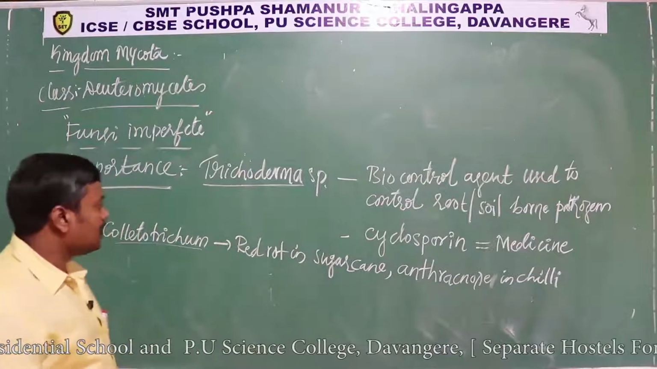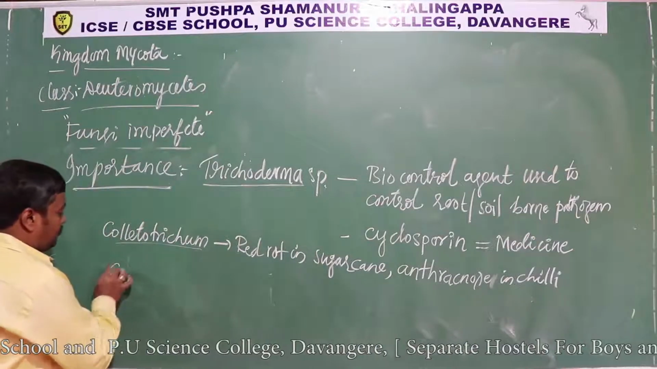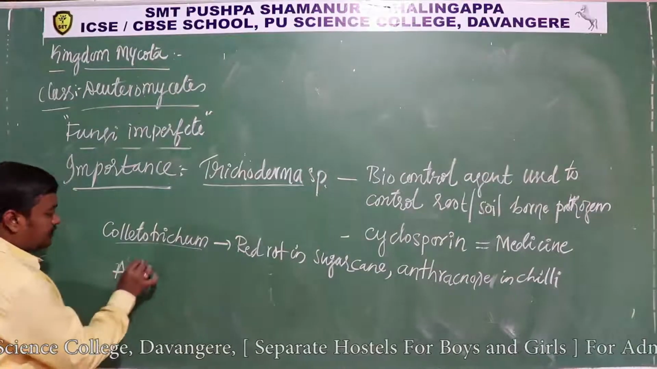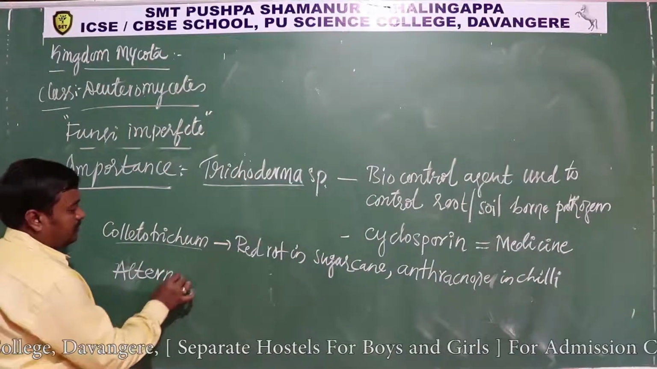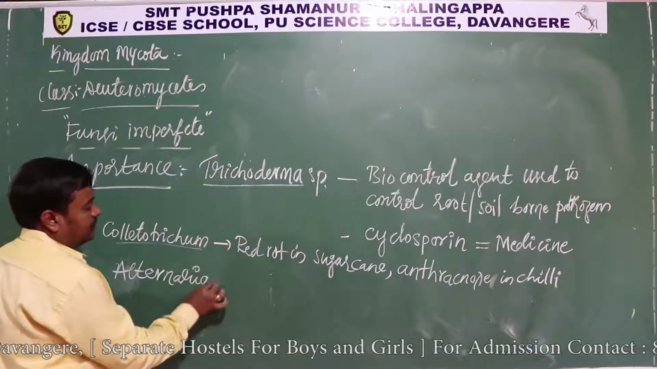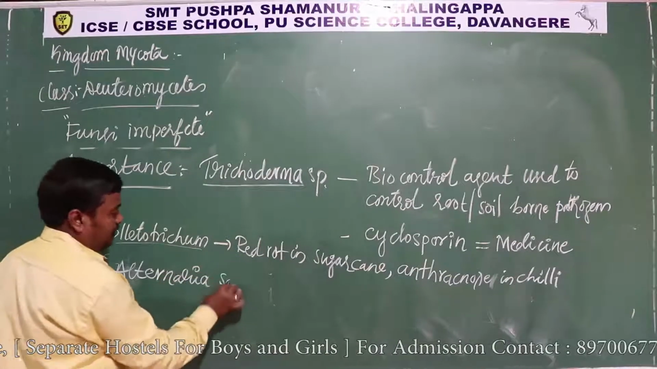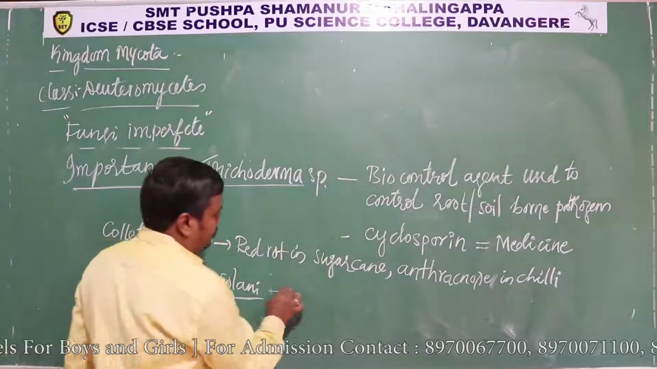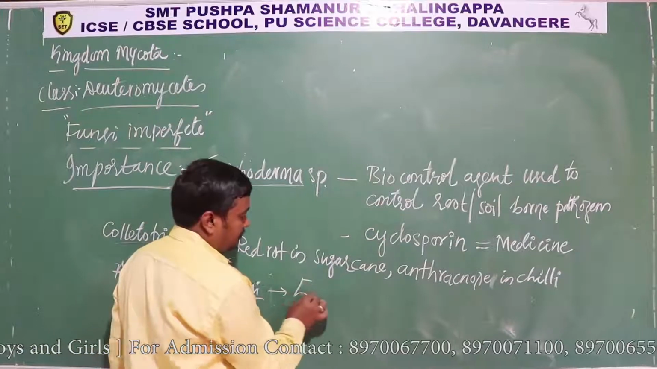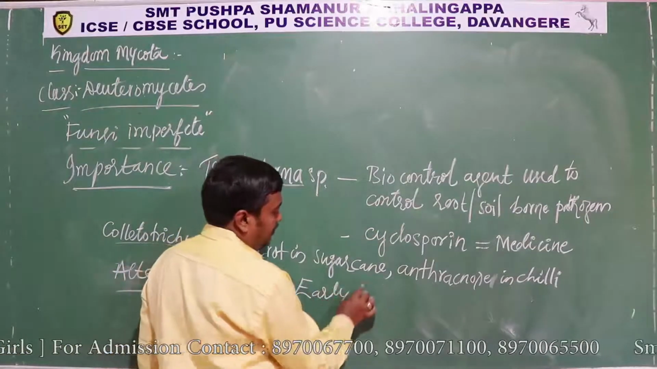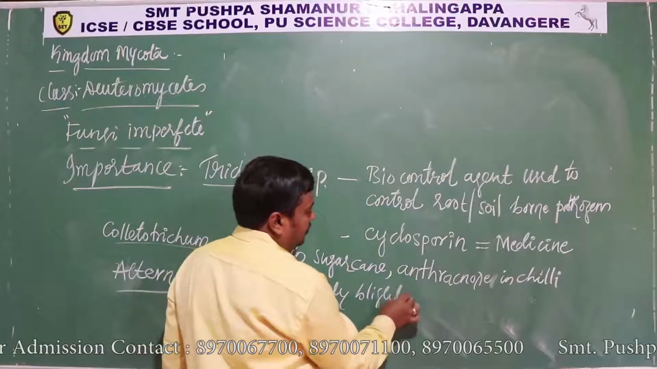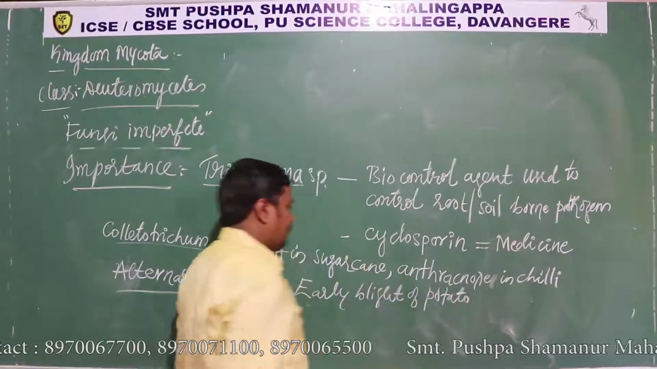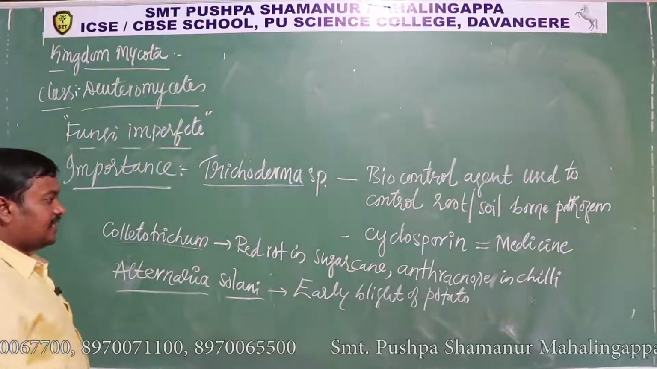Next, come to one more, Alternaria, which I already discussed. Of course with the species, here you need to remember a species name, Alternaria solani. Early blight of potato is caused by this Alternaria solani.